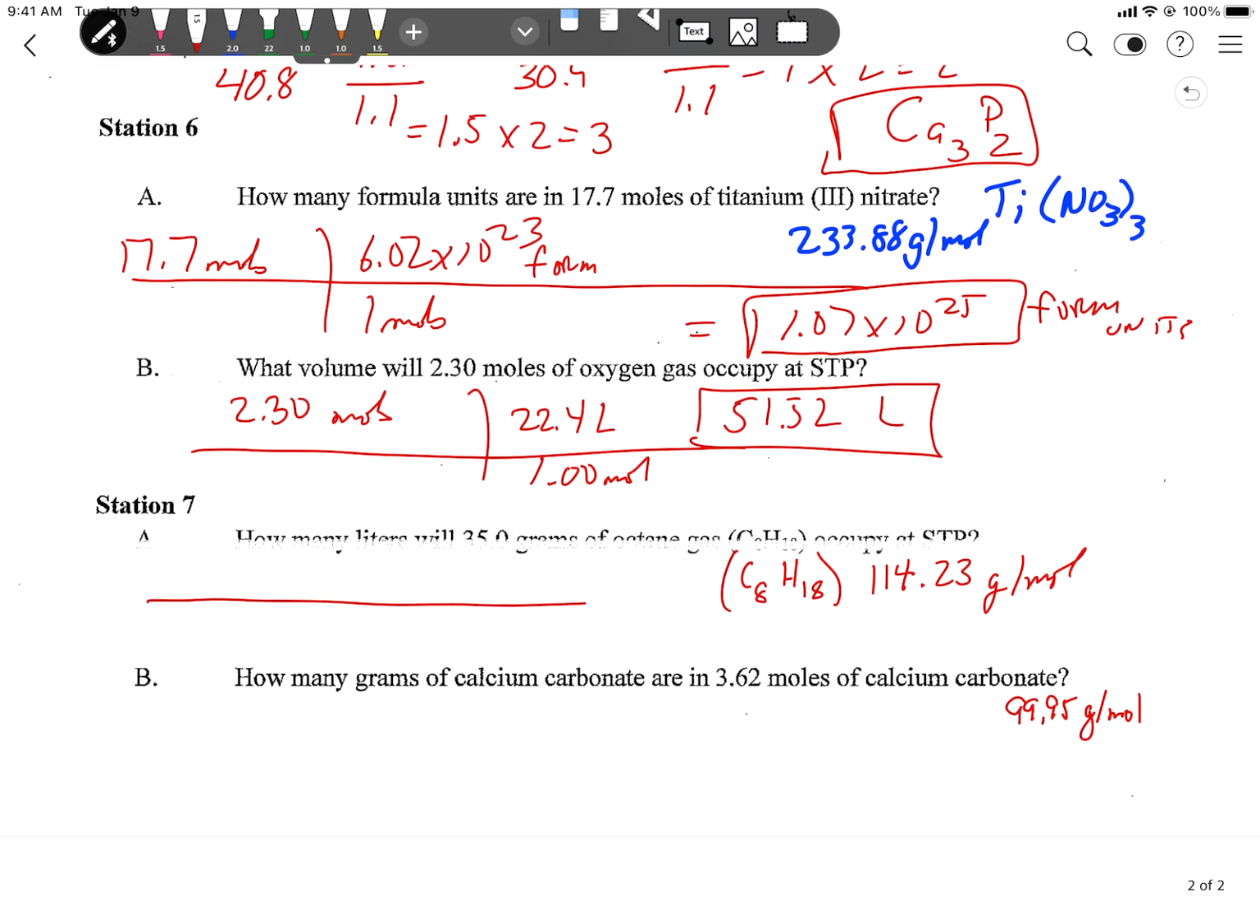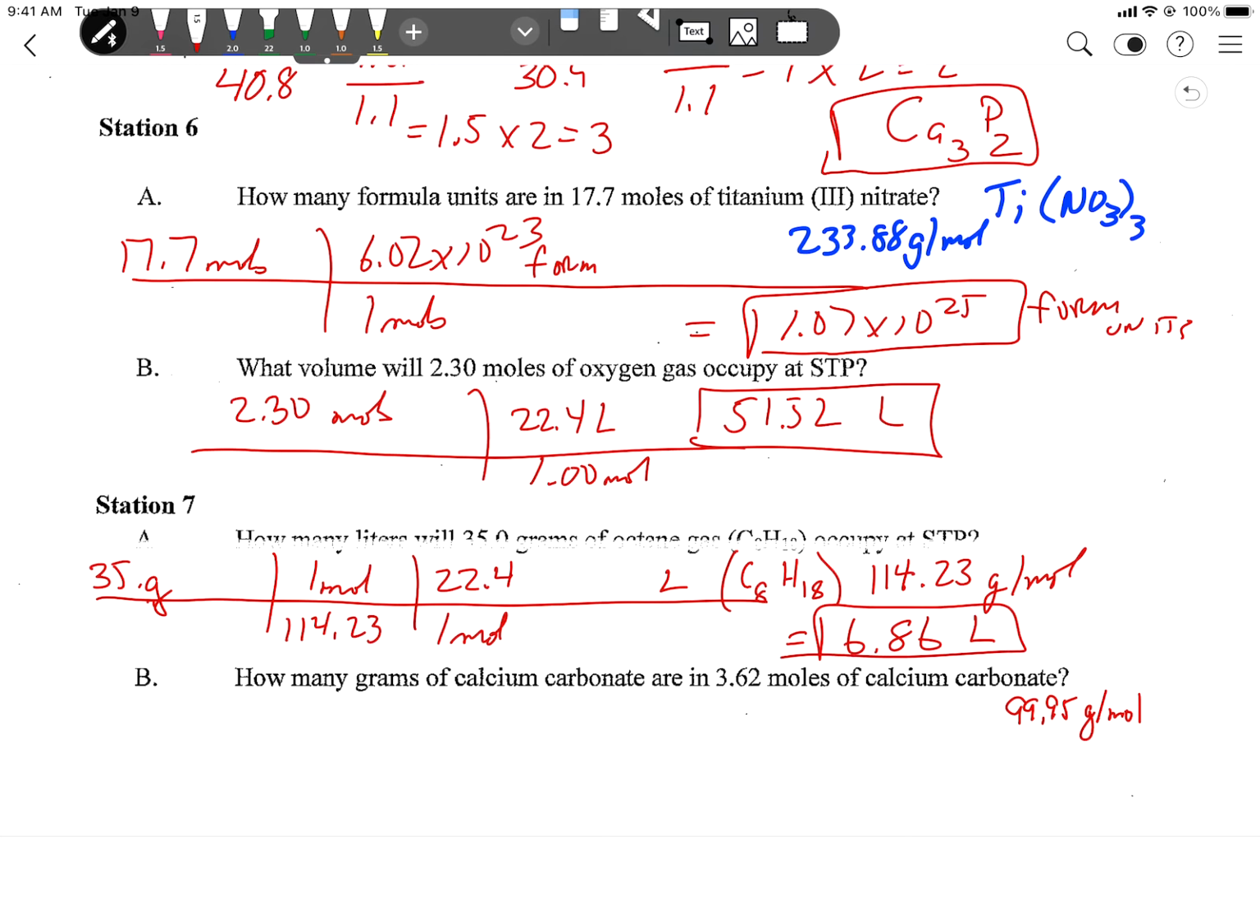How many liters in 35 grams? So we're going from mass, 35 grams, to liters, which is the way down here. So the molar mass of C8H18 is 114.23 over 1 mole. 1 mole down here at the bottom, because our flow chart says so, 22.4 on top. So that's going to be 35 times 22.4 divided by 114.23. We come up with 6.86 liters.